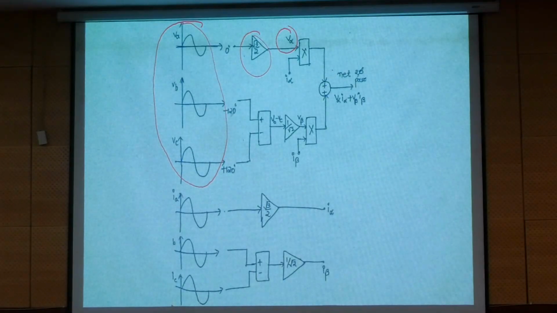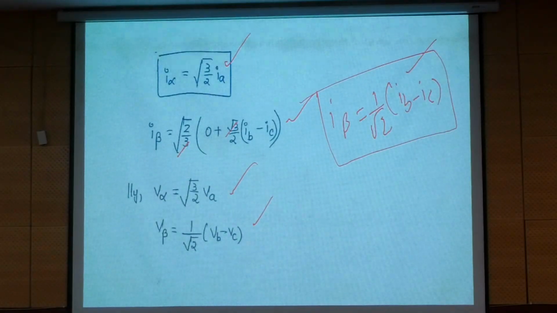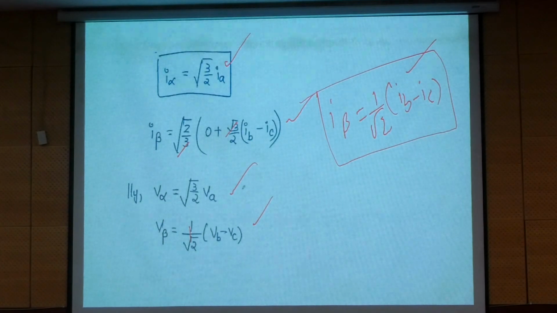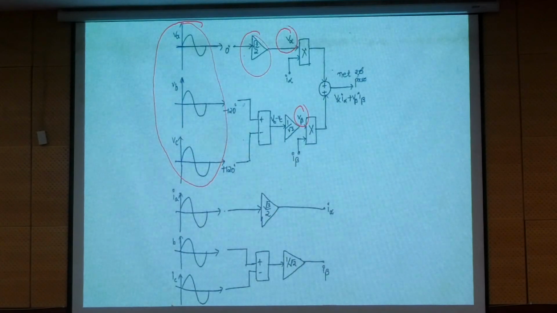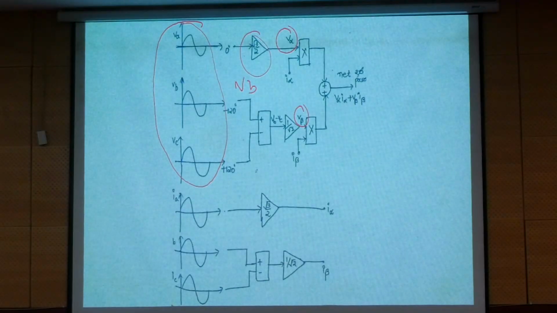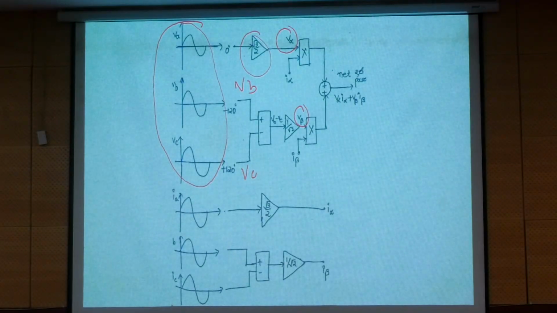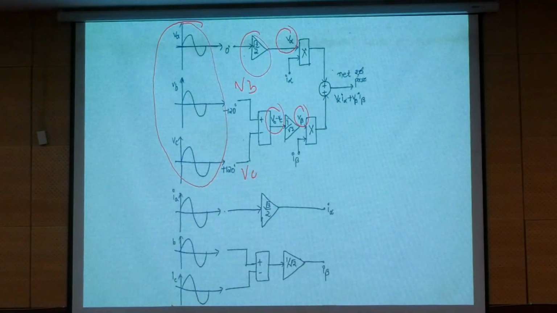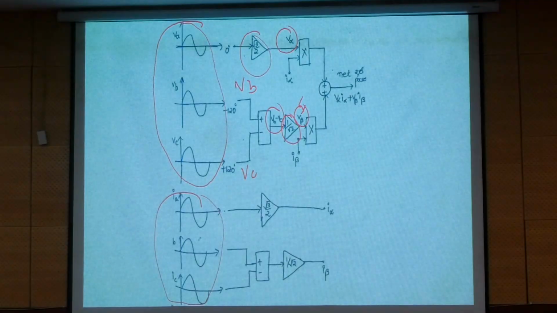Clear? Now, V beta and VC, how to get V beta? V beta is nothing but 1 by root 2 of (VB minus VC). This formula you have to write. So here VB minus VC, right? Then VB minus VC, if you multiply with 1 by root 2, you will get V beta. Clear? So first you need to calculate V alpha and V beta, then take sinusoidal currents.